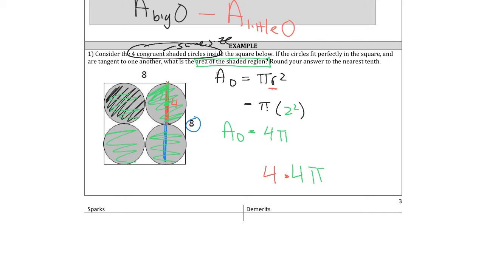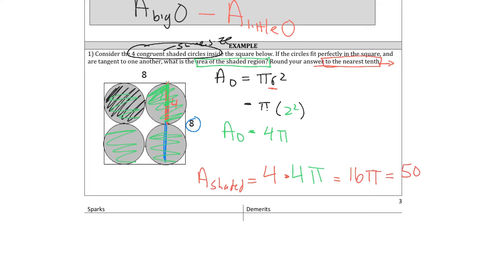And this will give me the area of the shaded, which is equal to 16 pi. And then it's always good to go back and look at the question. It says round your answer to the nearest tenth. That means I want a decimal, so I don't want to leave it at 16 pi. I want to grab my calculator and actually type in 16 times pi.